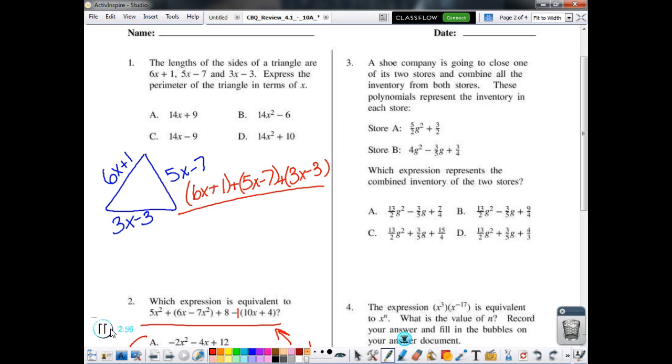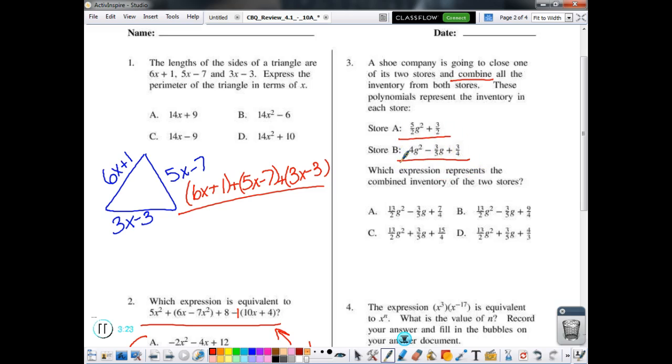A shoe company is going to close one of its 2 stores and combine all the inventory from both stores. These polynomials represent the inventory in each store. Which expression represents the combined inventory of the 2 stores? Combine. What does combine mean? You add them together, right? So we're adding store A plus store B.